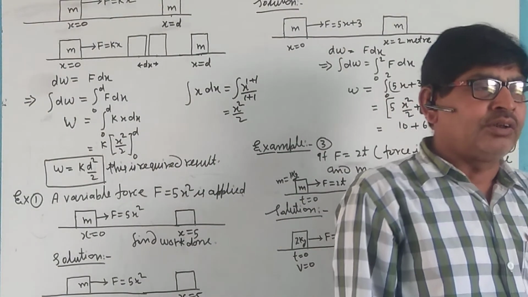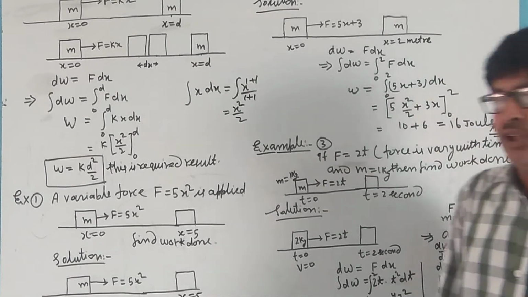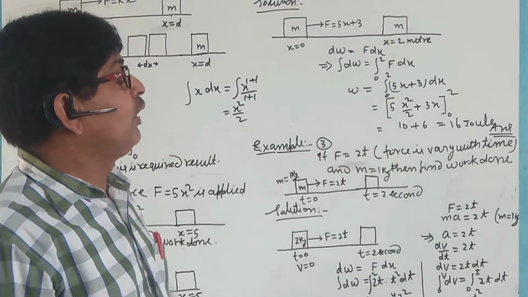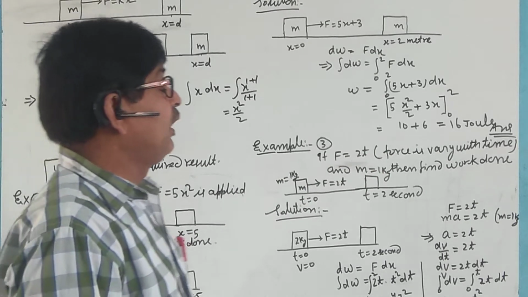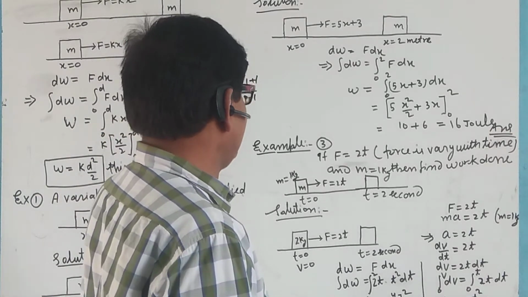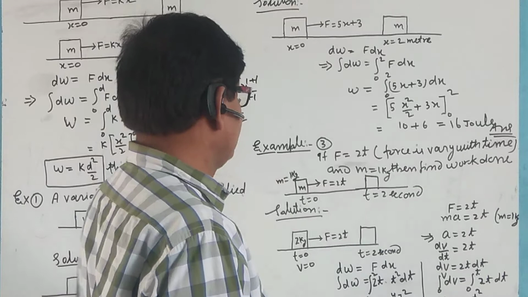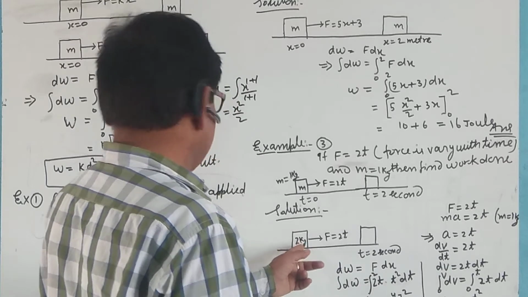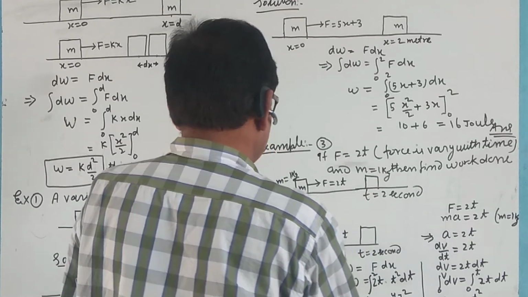Now we take the third example. In this case, force F is a function of time t, and F equal to 2t. The force varies with the time t and M is 1 kg. Find the work done. The displacement from the time 0 to 2 seconds is given, and find the work done in this case. M is equal to 1 kg here.